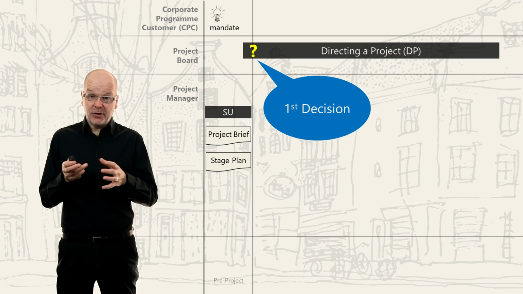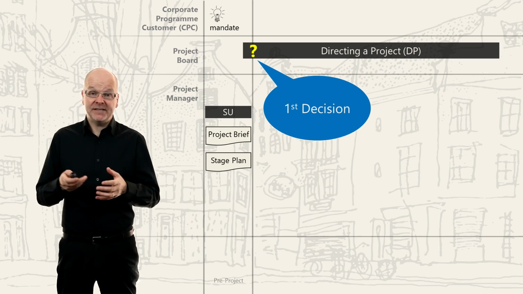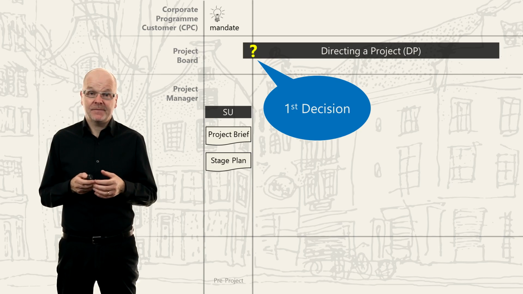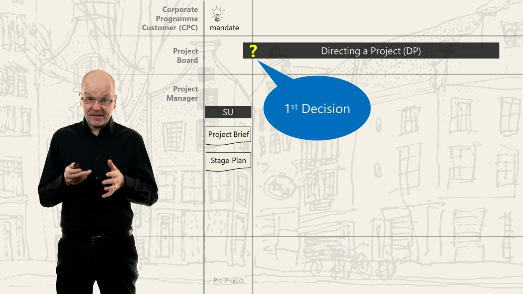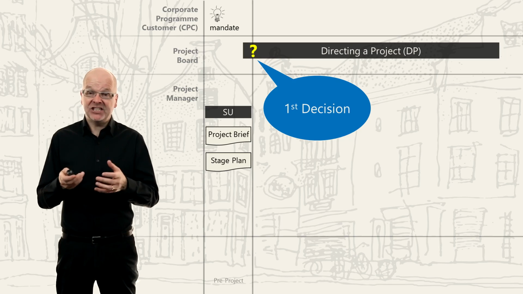If the decision is no, then the project stops right here, and the project manager can move on and perhaps evaluate a new idea which might turn into a project. If the decision is yes, then the project can begin and move on to the next stage, the initiation stage.